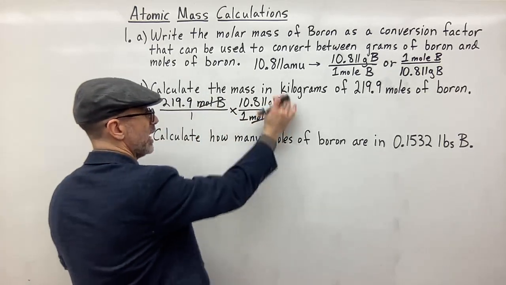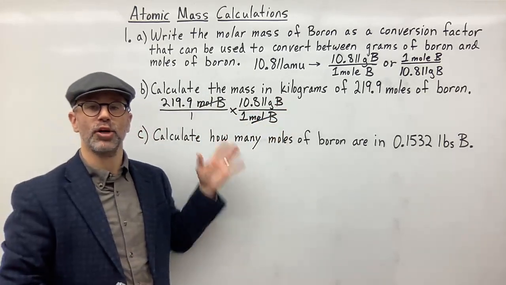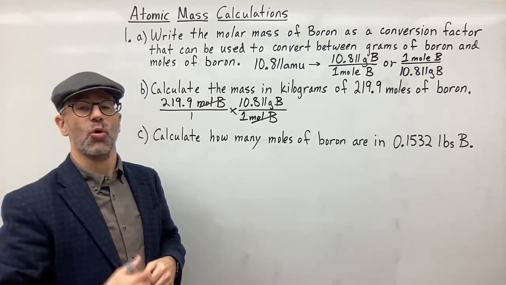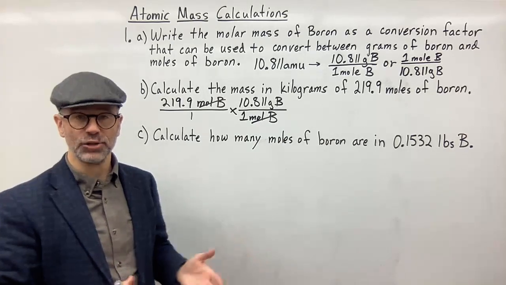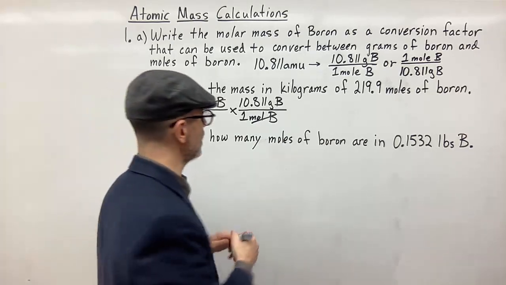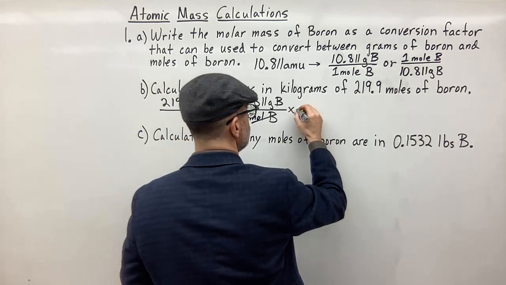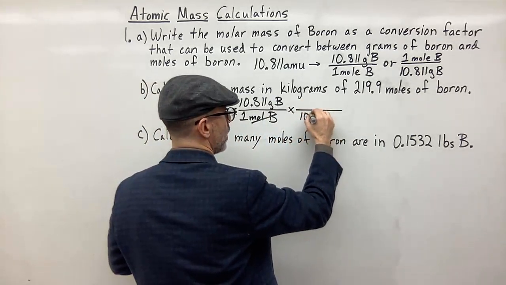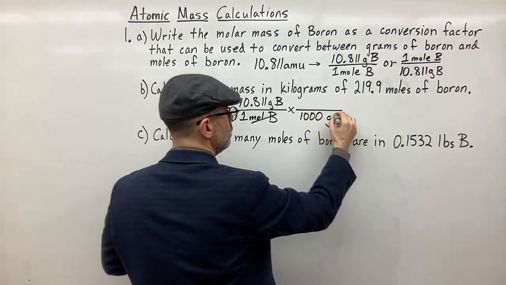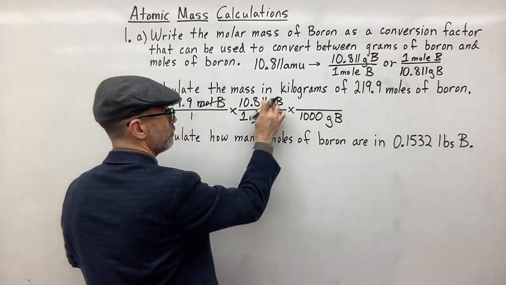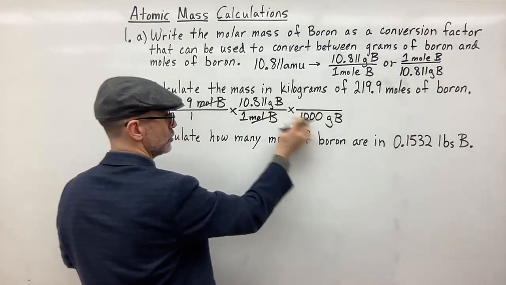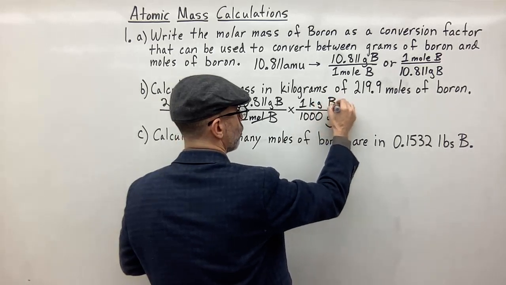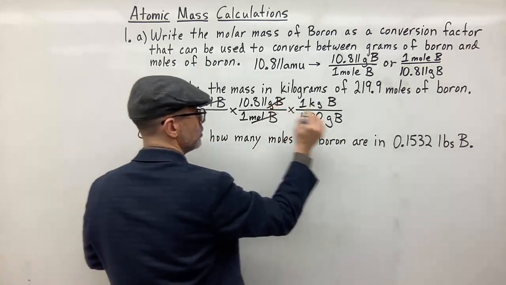Now that we have grams, I can convert grams to kilograms because I know 1 kilogram is equal to 1,000 grams. That's what kilo means. Kilo means 1,000. So I can use that to convert. I can put 1,000 grams on the bottom because I have grams on top and I want grams to cancel. So I'm going to put 1 kilogram of boron on the top. So grams of boron cancel out.